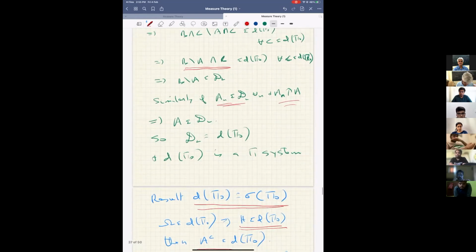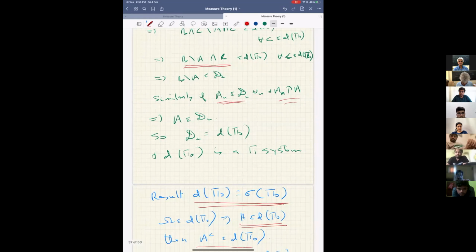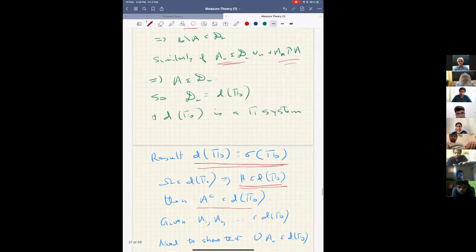Let's just go a little slow. So why should A complement be in D of pi 0? What all do we know about D of pi 0? It's a D system and it's a pi system. Omega minus A, absolutely. Omega is bigger than A, and omega minus A, that's all. All right, so A complement.